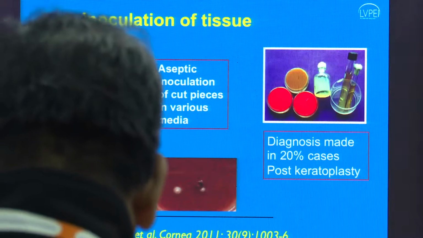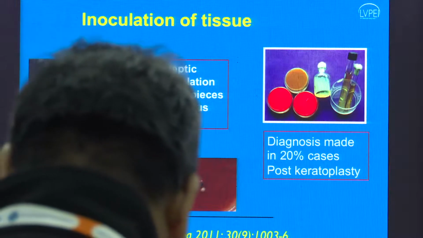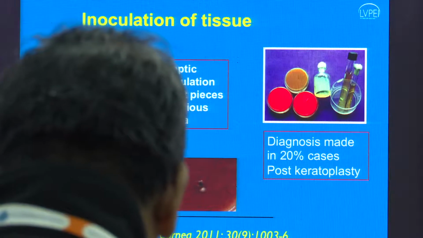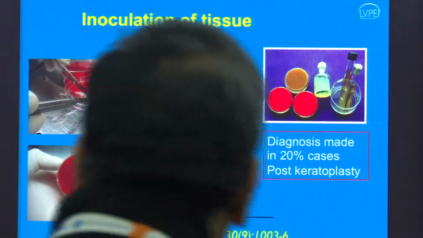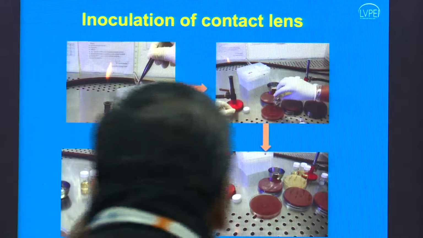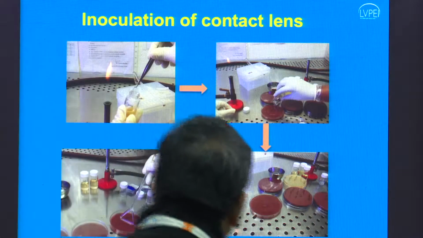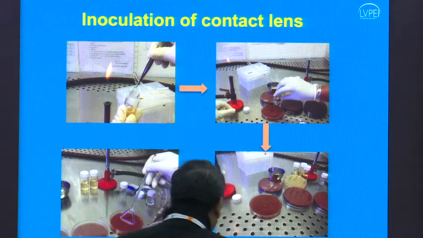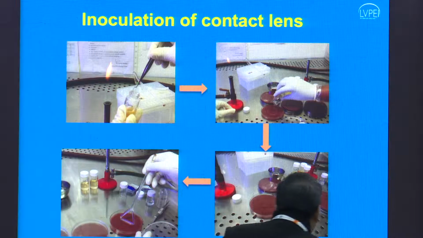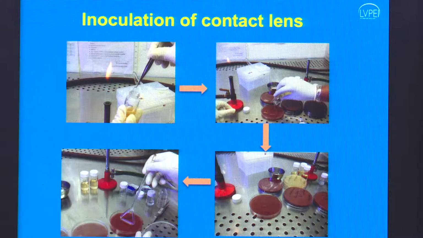So how we inoculate some of these tissues: we make small pieces with the blade, mince it, and then put it into different media. When a contact lens comes, we usually take the contact lens directly, and in this bottle there is molten nutrient agar. We put the contact lens inside that and pour it over chocolate agar.